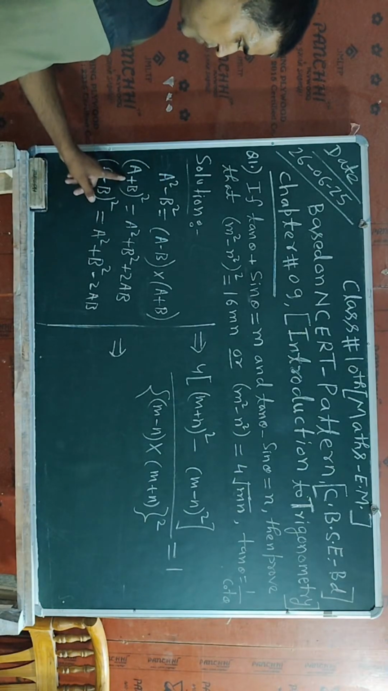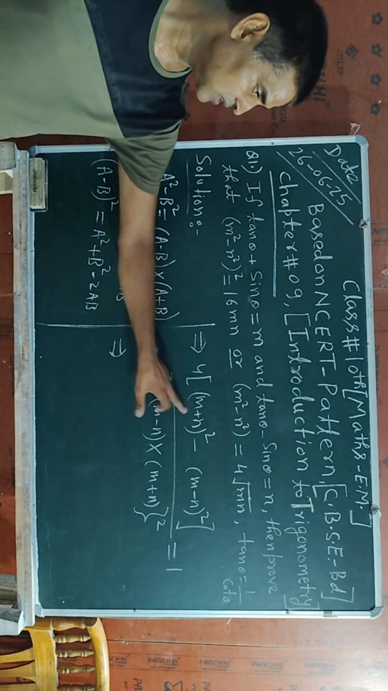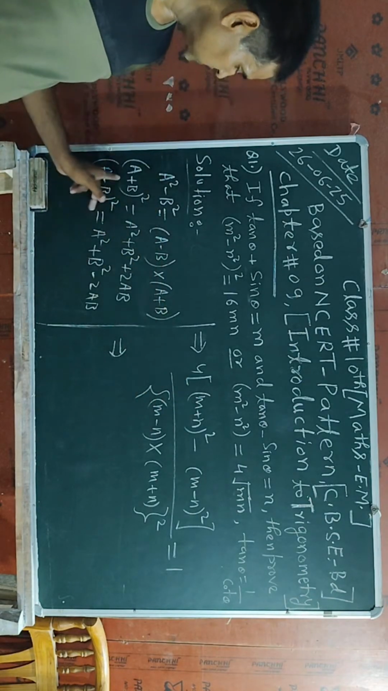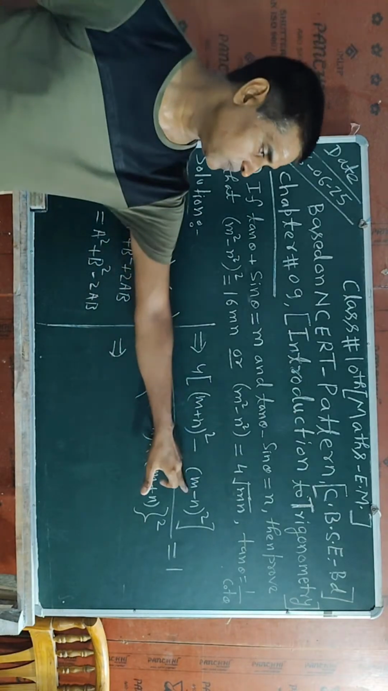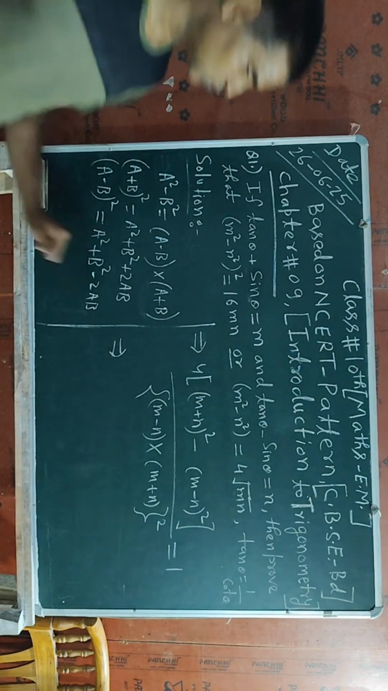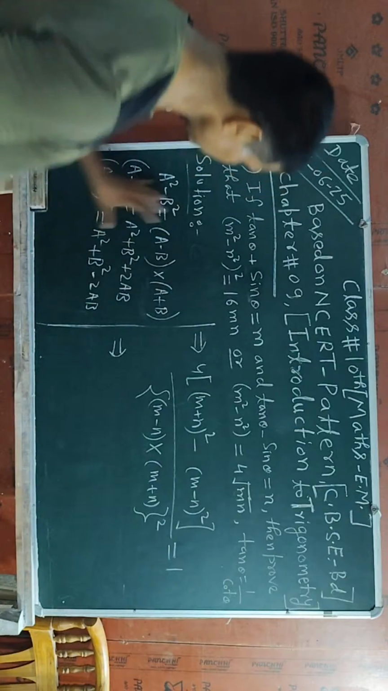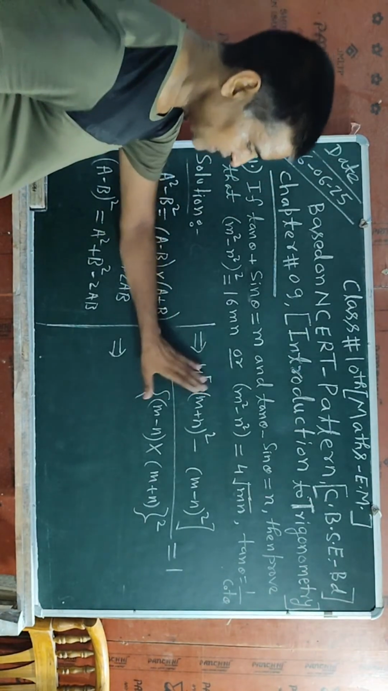If plus sign is available, so I will put here plus sign. So in this step I will use (a plus b), that is (m plus n) whole square, and (a minus b), that is a square plus b square minus 2ab. According to these three formulas I will use them in this expression, and then I will simplify.